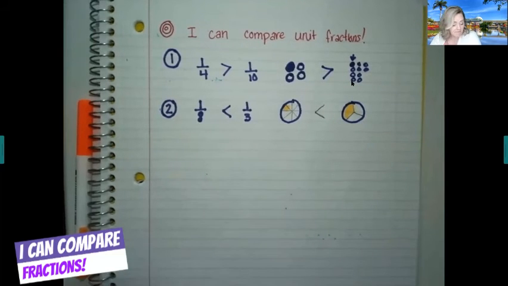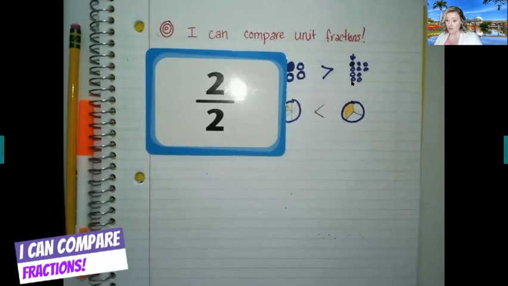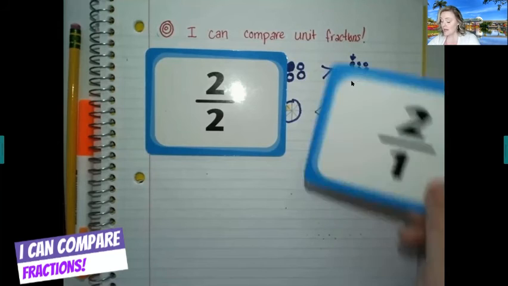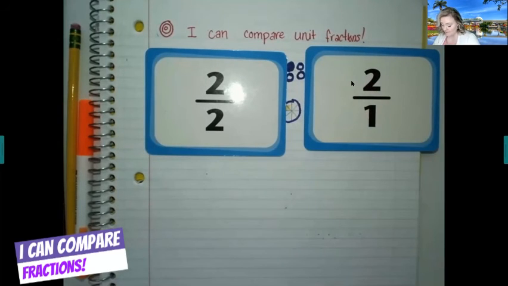Okay. All right. Let's do a little bit of matching. So if I gave you all of the pieces in the whole, like this, 2 out of 2, you have all the pieces in the whole. And I wanted you to compare that to 2 out of 1. You have 2 pieces and 1 is in the whole.